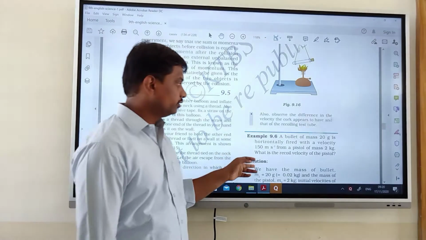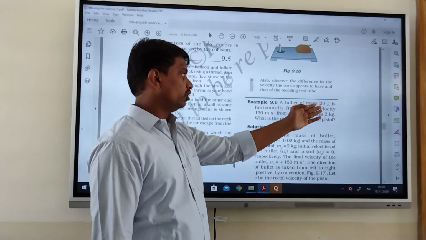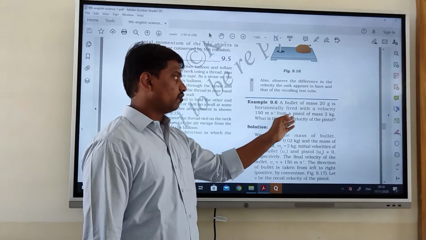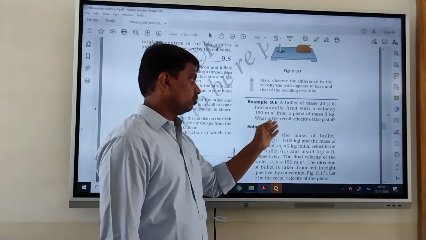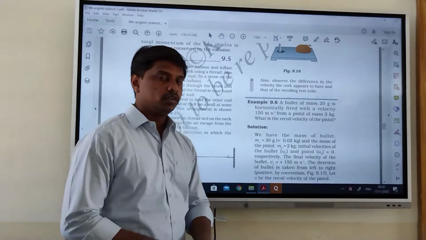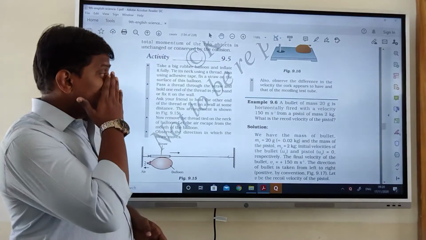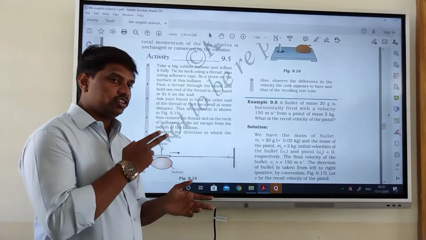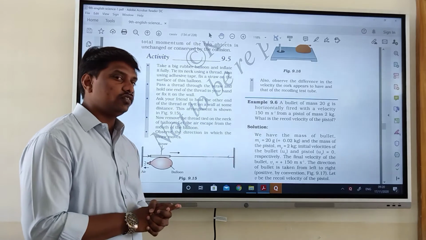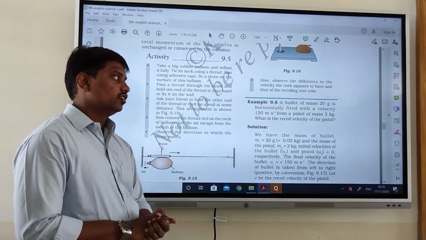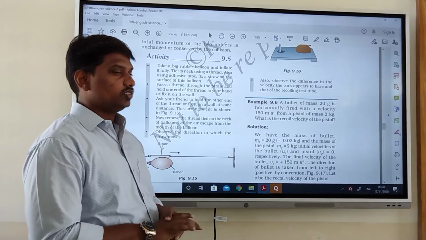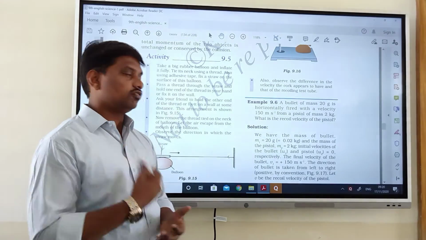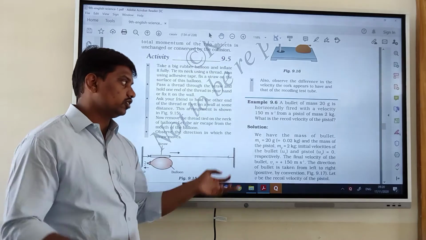So here they have given one example. A bullet of mass 20 gram is horizontally fired with a velocity of 150 meter per second from a pistol of mass 2 kg. What is the recoil velocity of the pistol? So they have given the mass of the bullet, that is 20 gram, and it is horizontally fired with a velocity of 150 meter per second from a pistol of mass 2 kg. They have asked for the recoil velocity of the pistol.